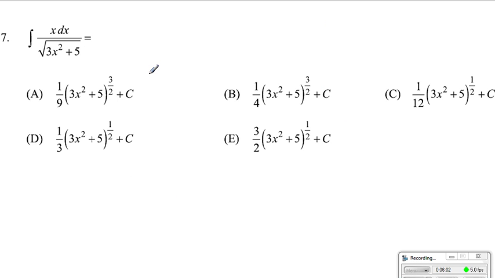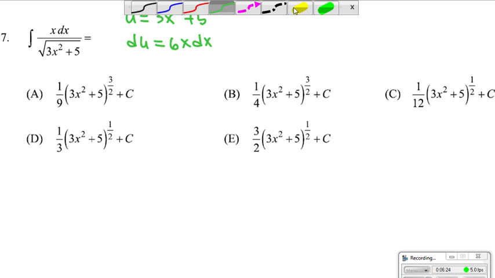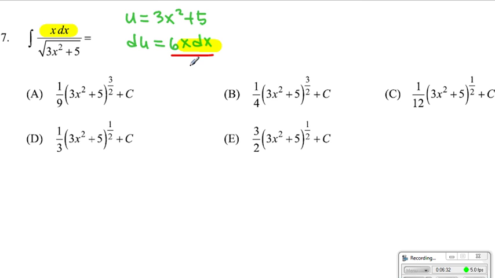Alright, the next one. Here we have, in fact, you have to use the u substitution. So let u equal 3x squared plus 5, and we get du equal to 6x dx. But as you can see, we only have x dx right over here. We don't have the 6. So what we're going to do is divide each side by 6, which gets us x dx can be replaced with du over 6.